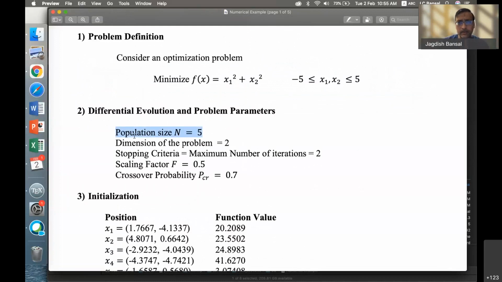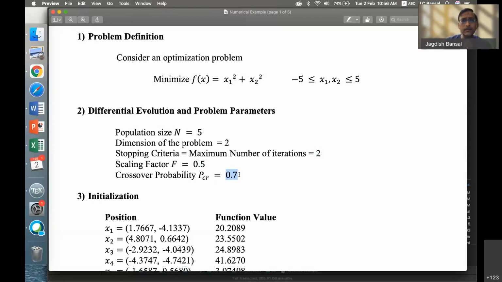The dimension of the problem, here it is 2. This is the nx that I was talking about, right? The stopping criterion, I took 2 iterations. It depends upon your requirement of accuracy. The scaling parameter is 0.5. It can be any positive number, but I took 0.5, as suggested by Storn and Price, the original developers. Why I took it 0.5, and why I recommend it to be less than 1, I will tell you when I take the mutation operator in the numerical example. The crossover probability is, as per the suggestion, 0.7.